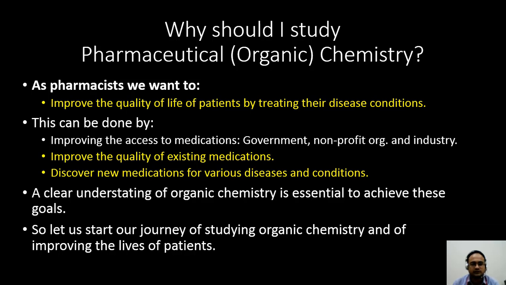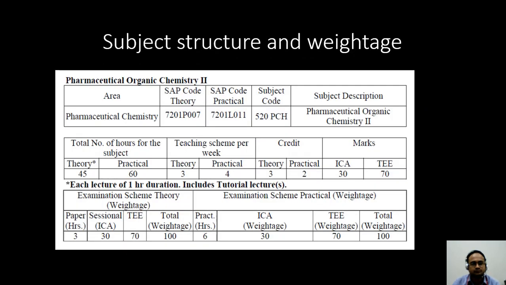a direct role in these aspects. But definitely chemistry can have a direct impact on improving the quality of the existing medications, and it can also be used to discover new medications for various diseases and conditions, and some of the unmet needs of the patients can be met by employing chemistry knowledge. Therefore, a clear understanding of organic chemistry is essential to achieving these goals. So, let us start our journey of studying organic chemistry and improving the life of patients.